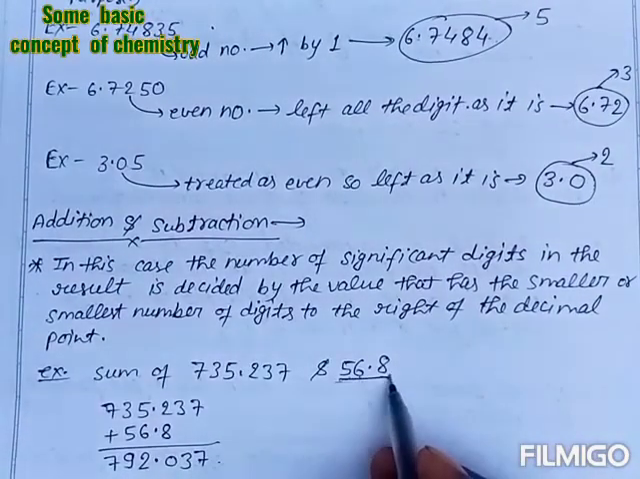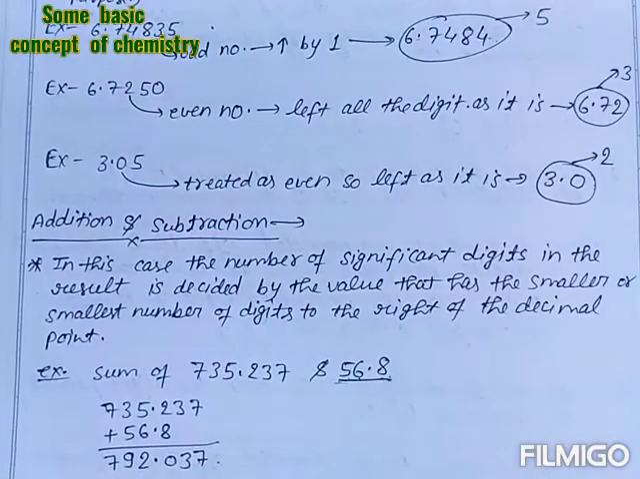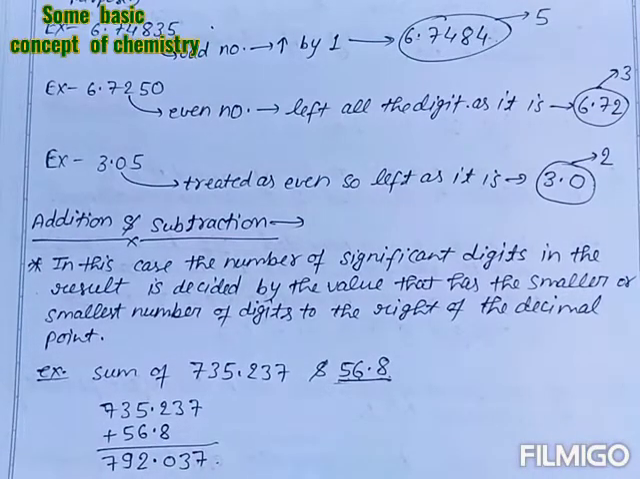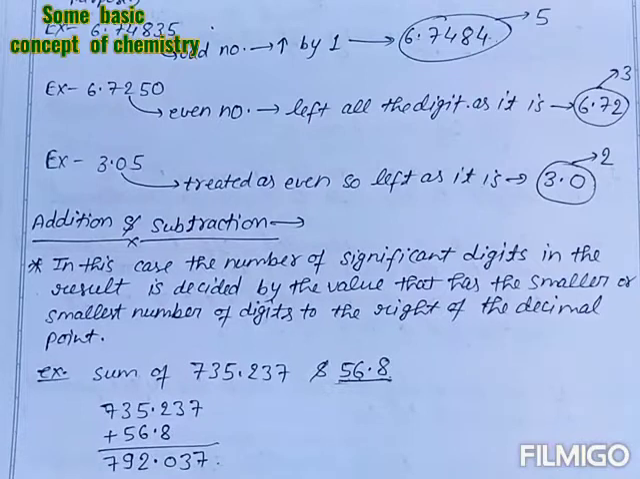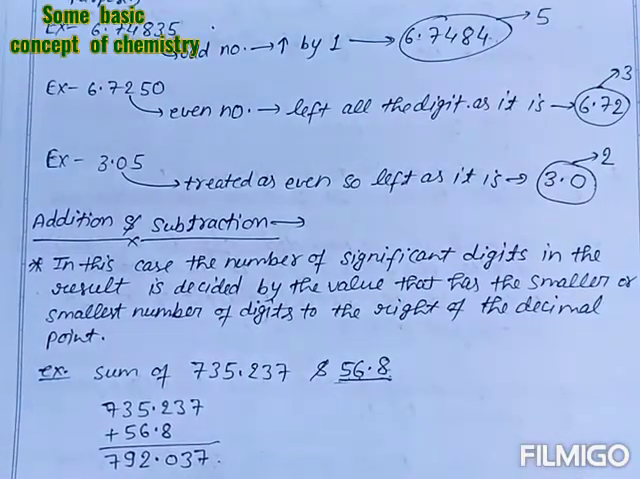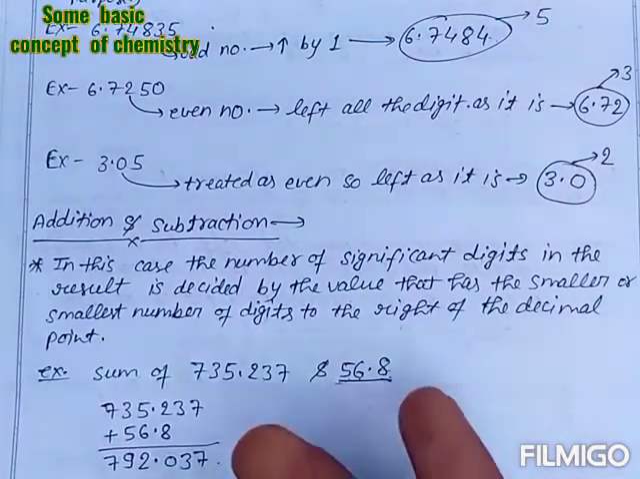The smallest number is 123, so you will take only 3 places, and you will not consider the more digits. The second value has one digit to the right of the decimal point, because 0.8 has only one digit after the decimal, so after the decimal you will take only one digit. This is the simple way.